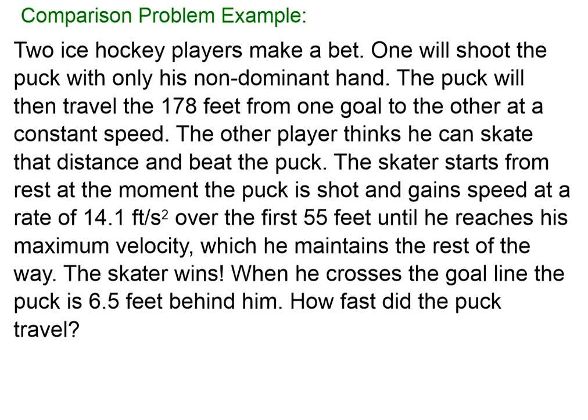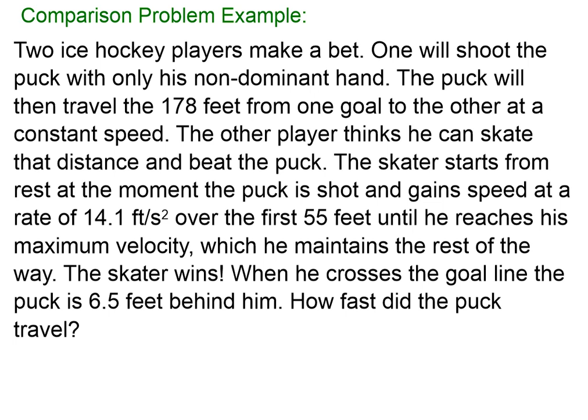All right, so we've got two ice hockey players. They make a bet. One's going to shoot the puck with only one hand, and he's going to use his non-dominant hand. So if he's a righty, he's using his left hand. The puck's going to travel 178 feet from one goal to the other, and it's going to do it at a constant speed. The other player thinks he can skate that distance and beat the puck. The skating player, the skater, starts from rest at the moment the puck is shot. So we know they start at the same time.